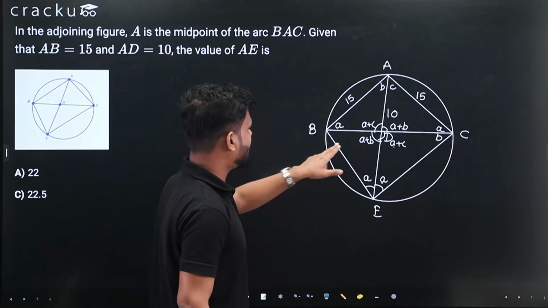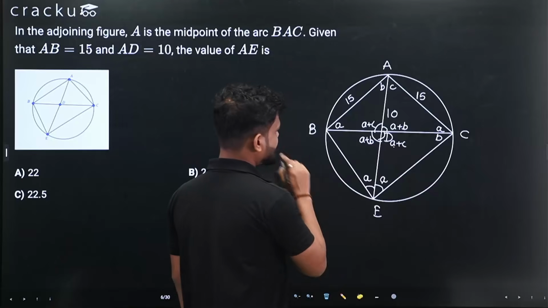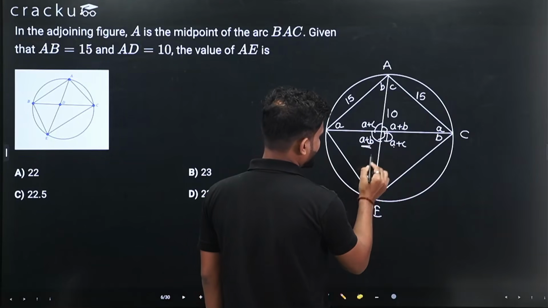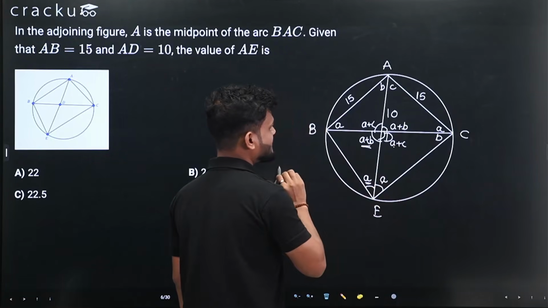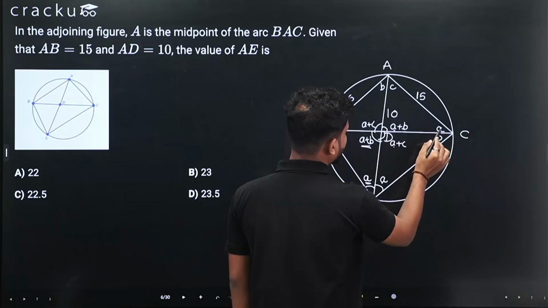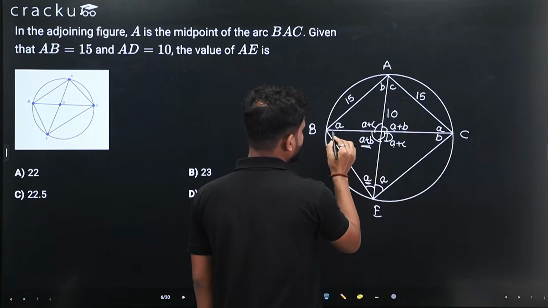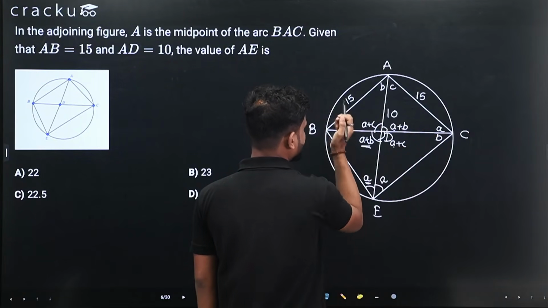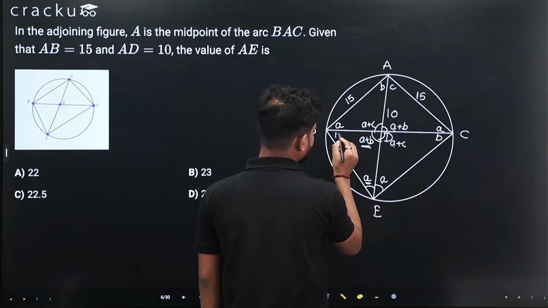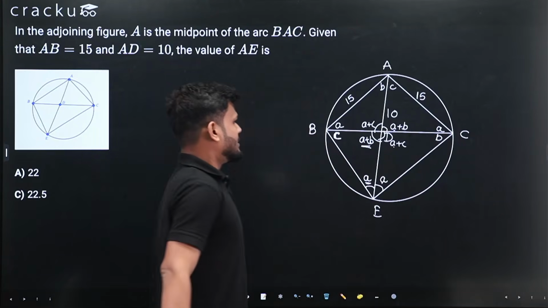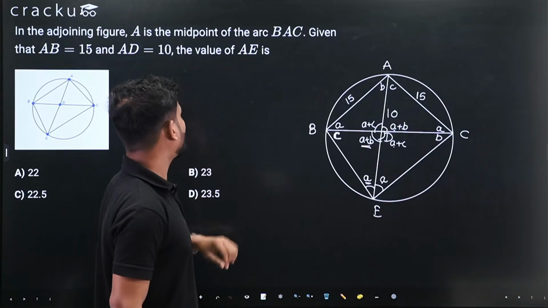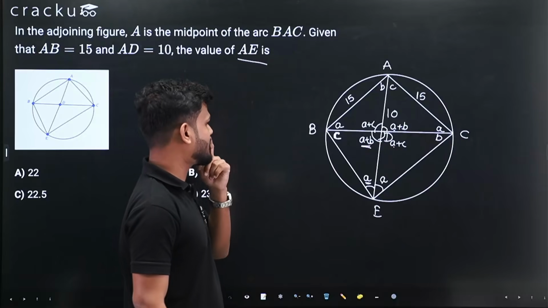Now if we look at this triangle, what is happening? A plus B plus A plus something is 180, but here also A plus B, A and C is 180. So this angle will be what? This angle will be C, correct? Now we have to find the length of AE.